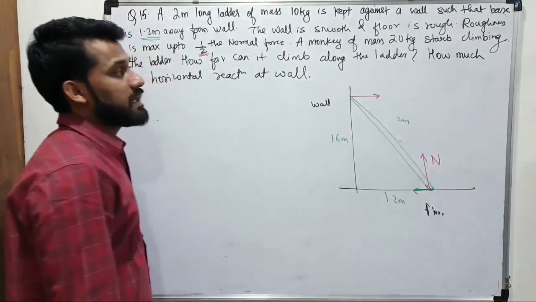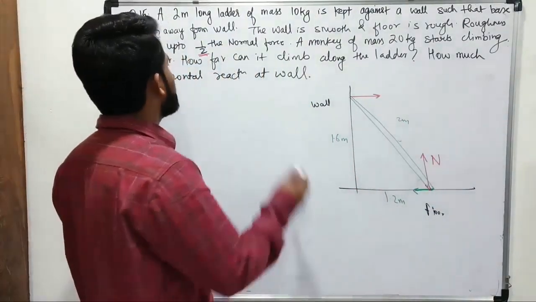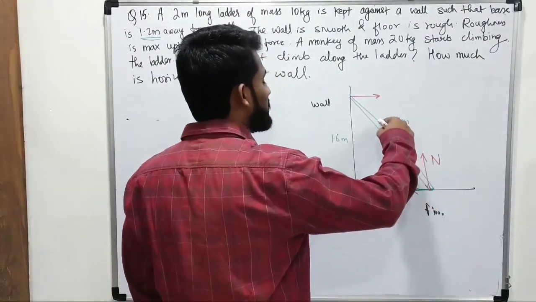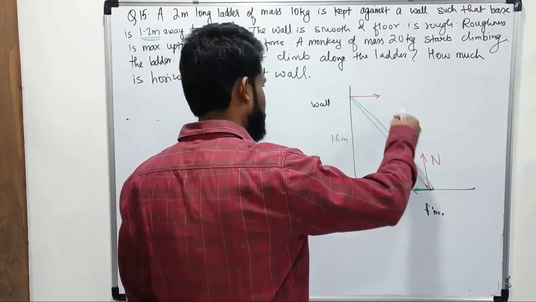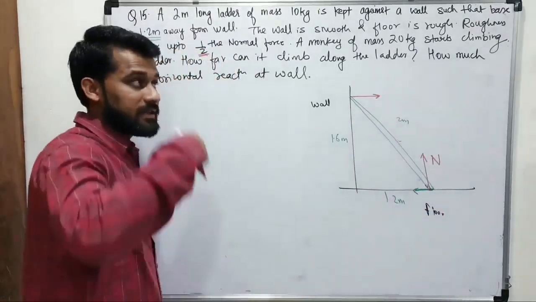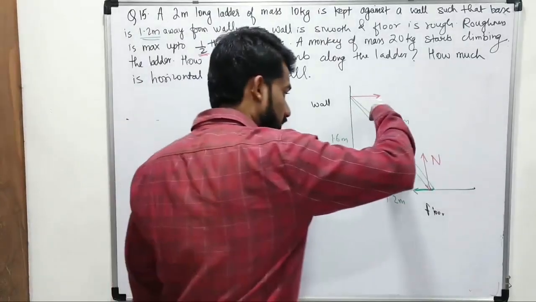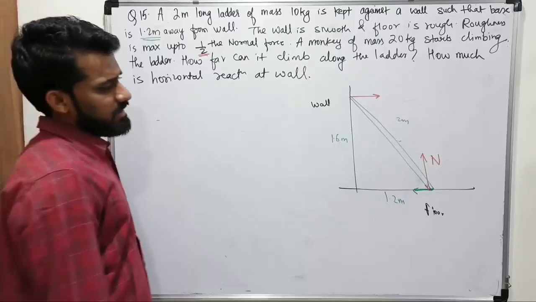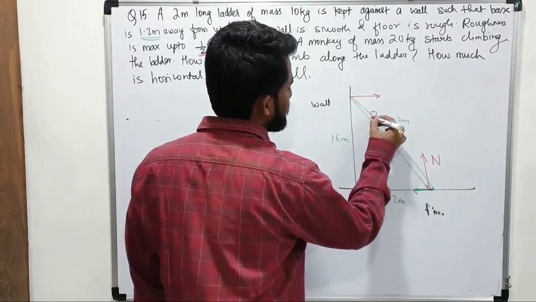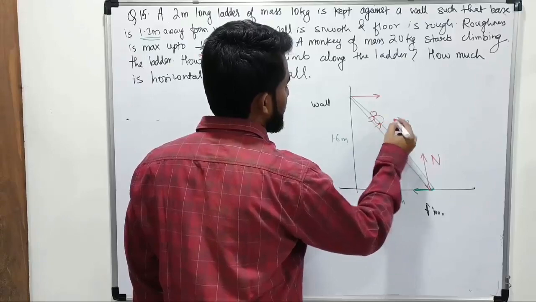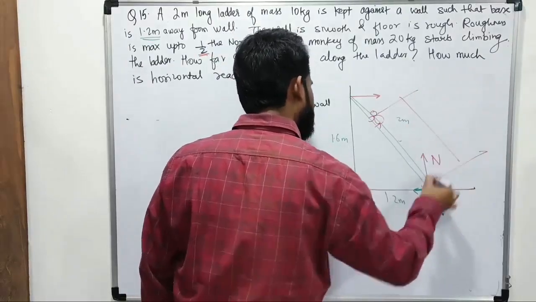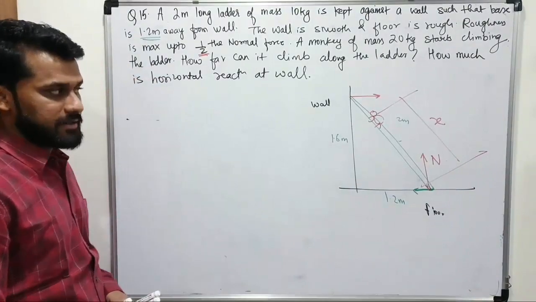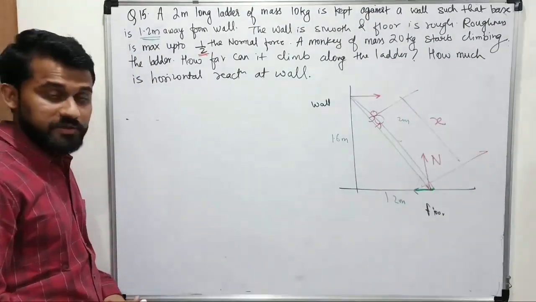A monkey of mass 20 kg starts climbing the ladder. How far can it climb along the ladder? As the monkey starts climbing, what is the maximum distance the monkey can travel along the ladder before the ladder starts slipping? That is the first question. So let us consider that the monkey travels up to a distance x. This is the distance x. Up to distance x, if the monkey travels, after that this ladder is going to slide. Then what is the value of x? That is the first question.